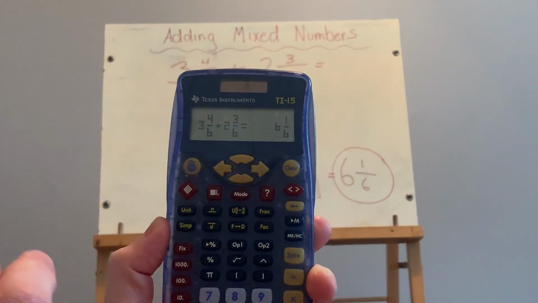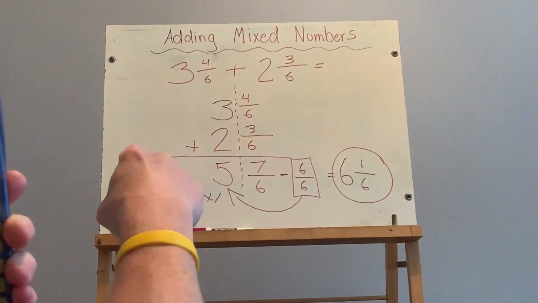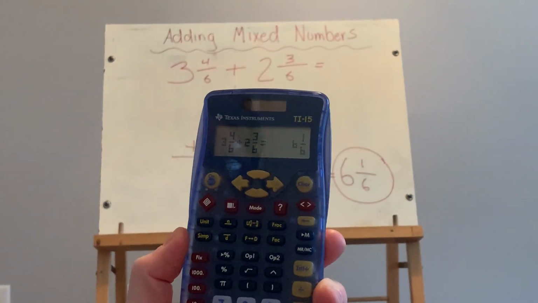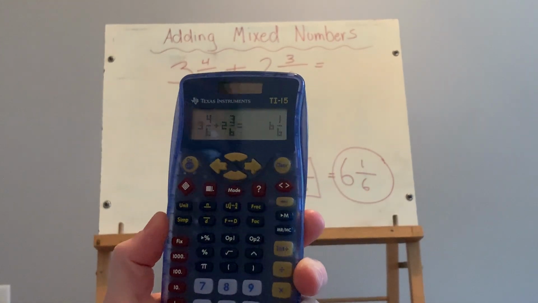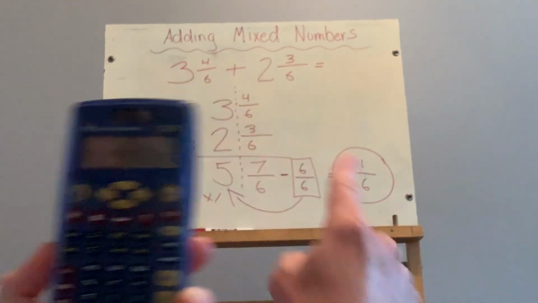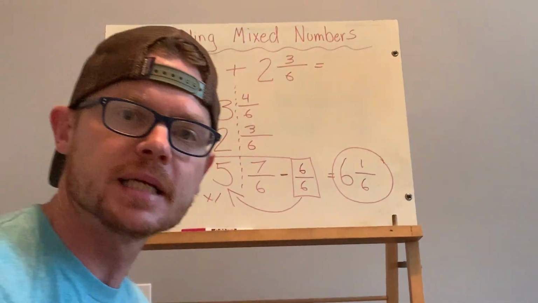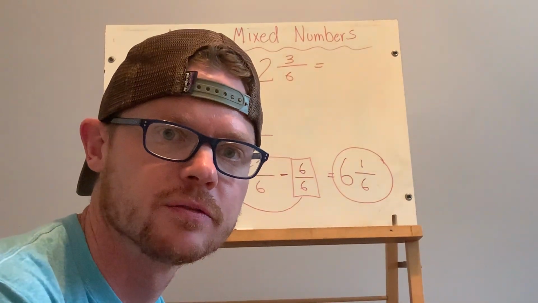When we hit enter, our calculator does everything for us. It takes the improper fraction of 5 and 7/6, because it knows it can't give us an answer as an improper fraction. So it converts it automatically to a proper fraction of 6 and 1/6, which is exactly what we got as our answer. All right, guys, if it doesn't make sense, rewind the video, look at the example again, and then try a few for yourself. All right, go get them.